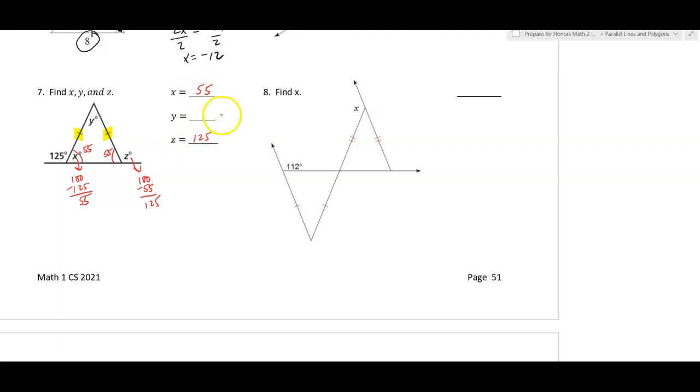Now to find y, all I'm going to do is 180 minus 55 minus 55, because all three of these angles have to add up to 180, and that would give you 70 degrees.